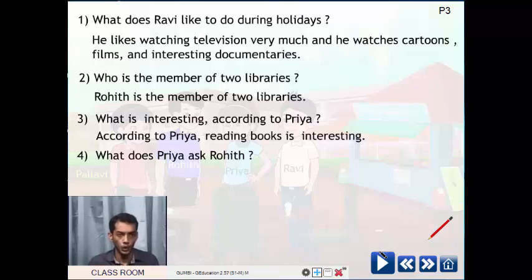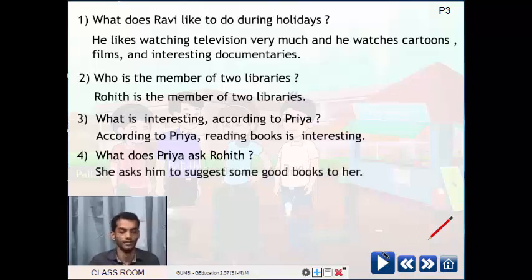What does Priya ask Rohit? What is the answer? Tell me, children, what is the answer? Good. She asked him to suggest some books, good books to her. She asked him to suggest some good books to her.